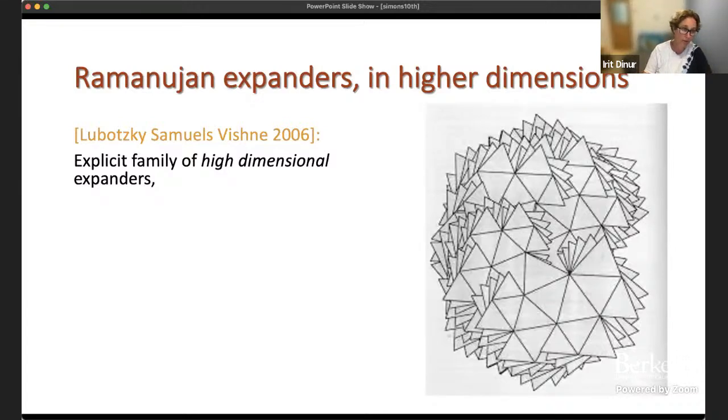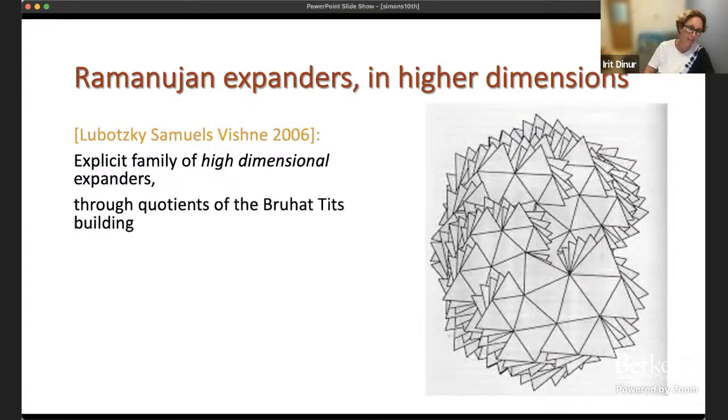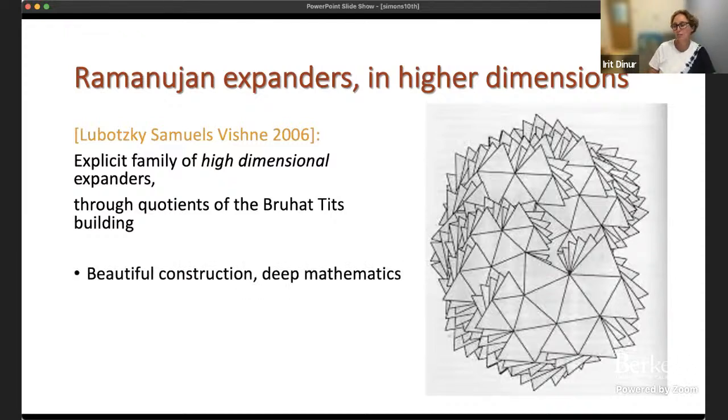Okay, so what they did is, just like in the infinite tree, you can use groups that act on this building and use that to make a quotient that is an infinite sequence of finite quotients. And these are quotients of the Bruhat-Tits building. You get a finite construction. It's really beautiful. It uses deep mathematics.